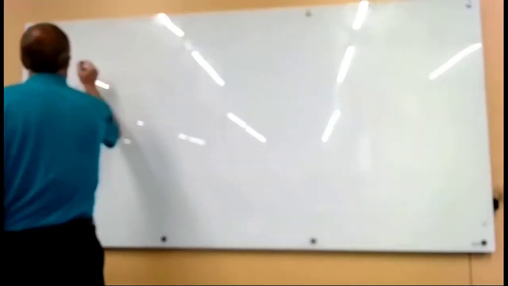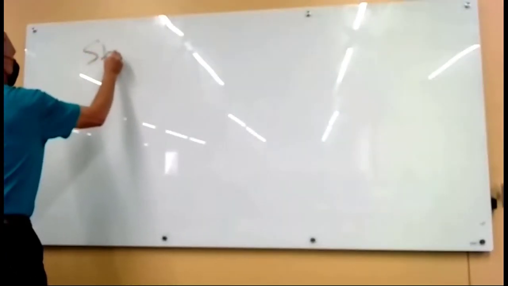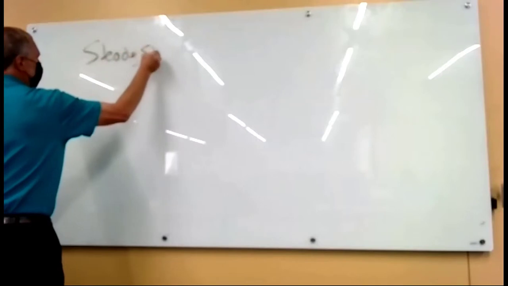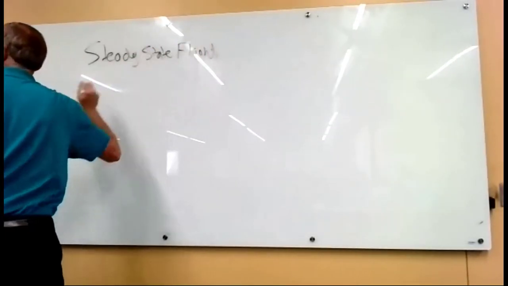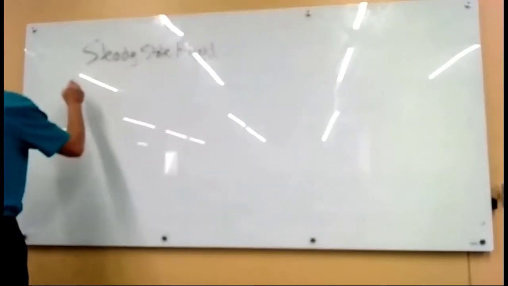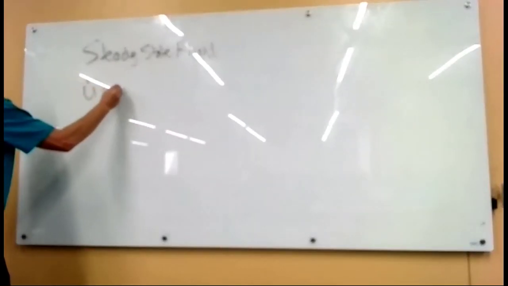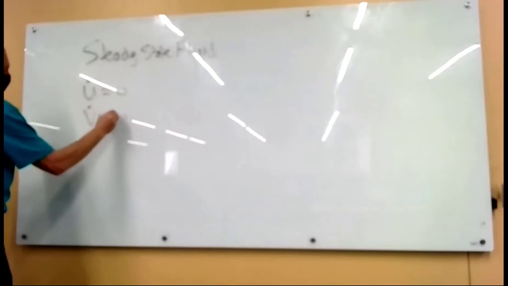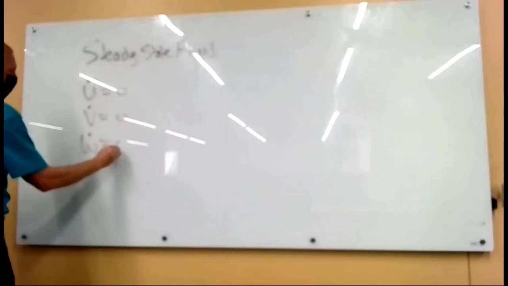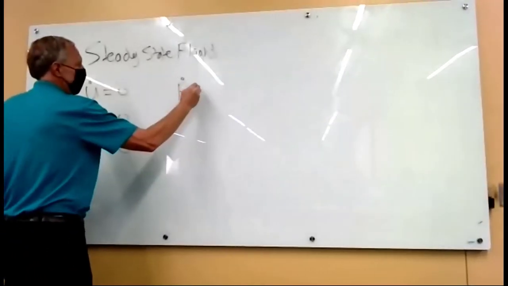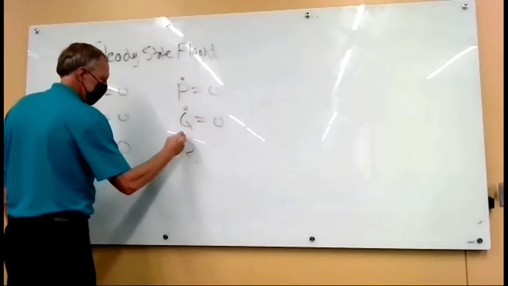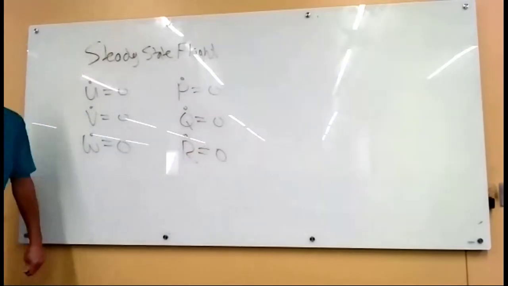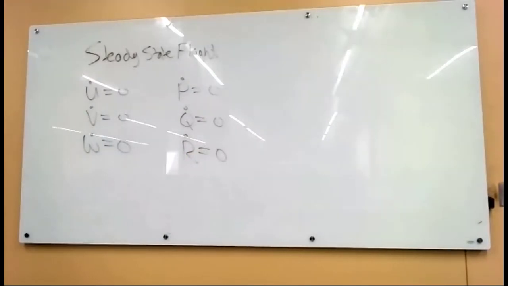All right, so for steady state flight, remember U dot is 0, V dot is 0, W dot is 0, P dot, Q dot, and R dot are 0. So the accelerations are 0, right?